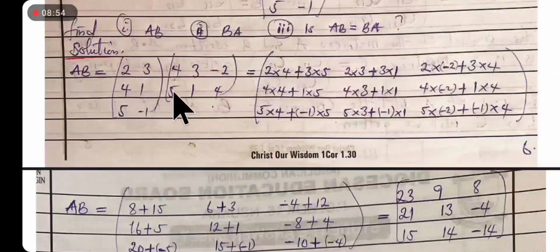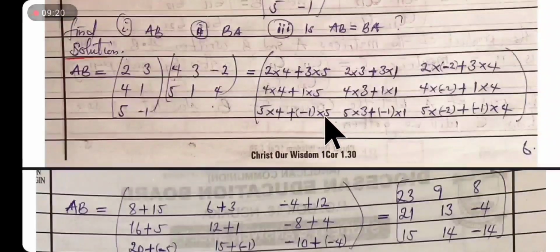Then 4 times 3 plus 1 times 1. Alright, so the next one is 4 times minus 2 plus 1 times 4. Then we go to 5. 5 times 4 plus minus 1 times 5.